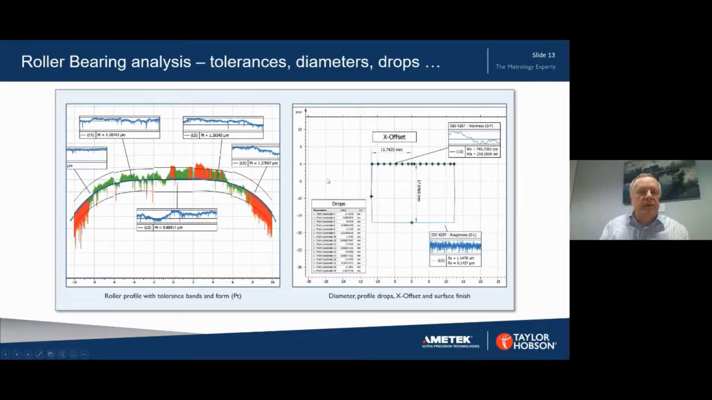Again, looking at these results, these are toleranced results. One difference here though is that instead of having a single tolerance band, you can see this is split into 5 different tolerance bands. And again, we've shown the form error there. On the right hand side, we can see the X offset value given. We can see the diameter, we can see the drops, and we can see the roughness and the waviness.